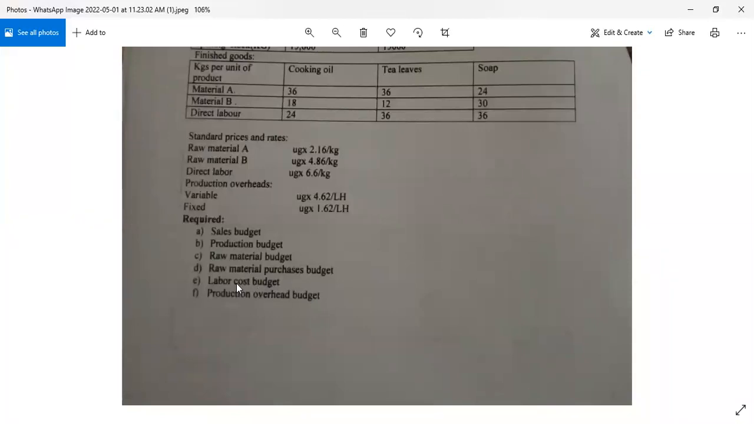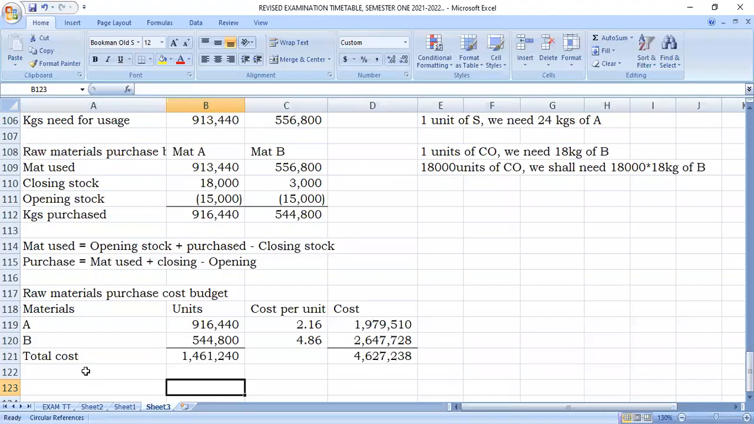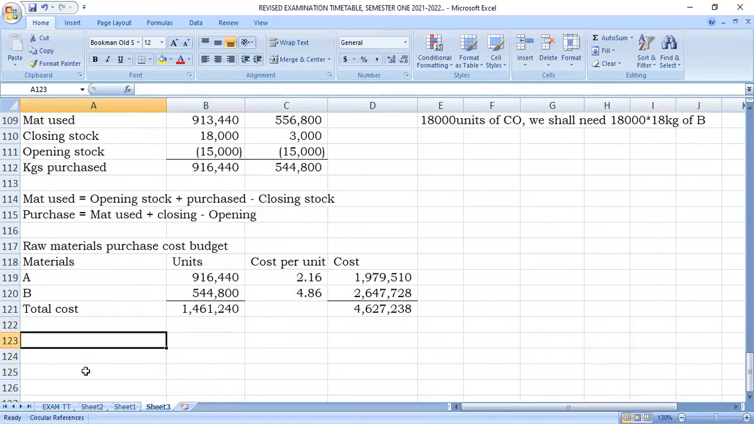Then labor cost budget. Okay, like we said, it just depends on the production that you're making. Then you ask yourself, how many units of labor do you need? So we can do this time labor. I already did it together with the question. Let me do the overhead budget instead. Okay, production overhead budget.